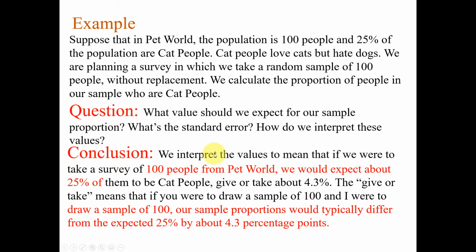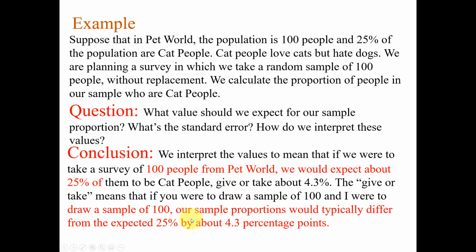Our conclusion from this is we interpret the values to mean that if we were to take a survey of 100 people from Pet World, we would expect about 25% of them to be cat people, give or take 4.3. And the give or take means that if you were to draw a sample of 100, I were to draw a sample of 100, our samples would typically differ from the expected 25% by about 4.3 percentage points.